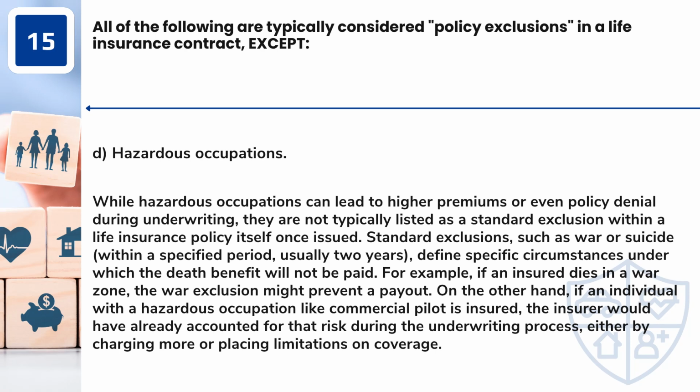For example, if an insured dies in a war zone, the war exclusion might prevent a payout. On the other hand, if an individual with a hazardous occupation like commercial pilot is insured, the insurer would have already accounted for that risk during the underwriting process, either by charging more or placing limitations on coverage.